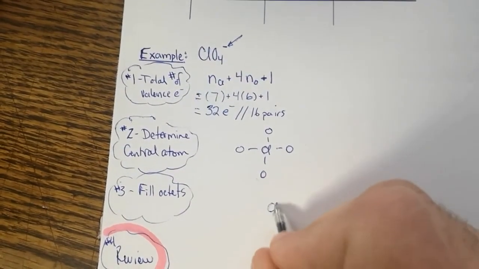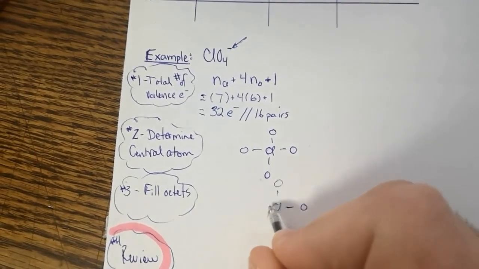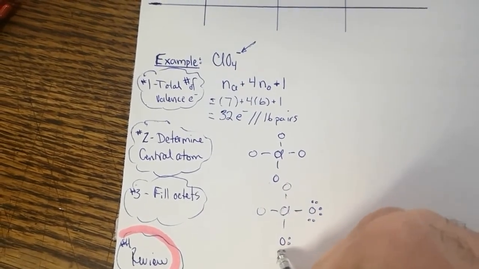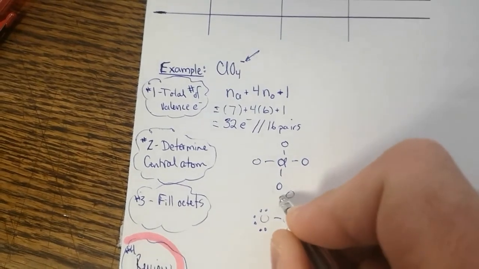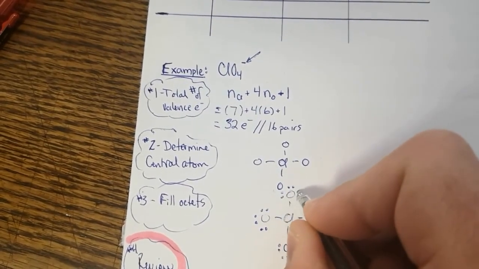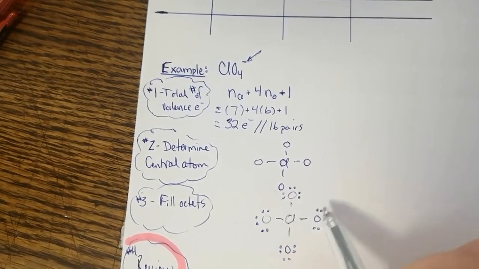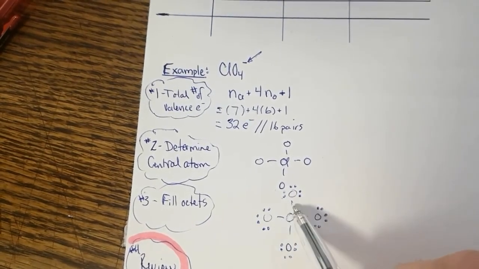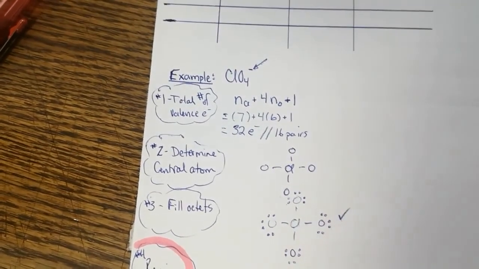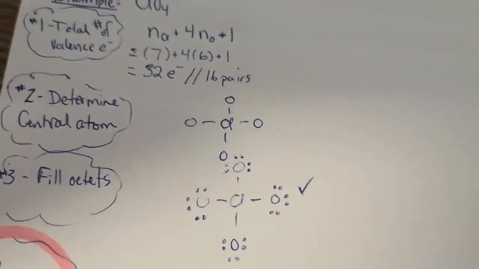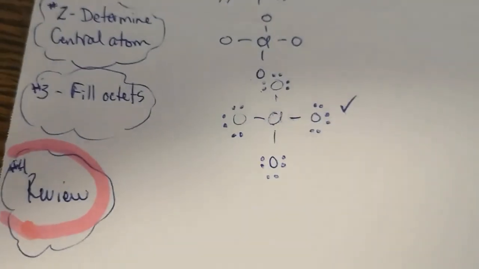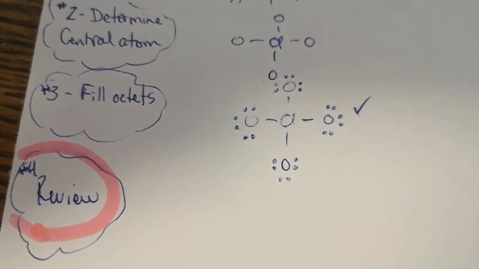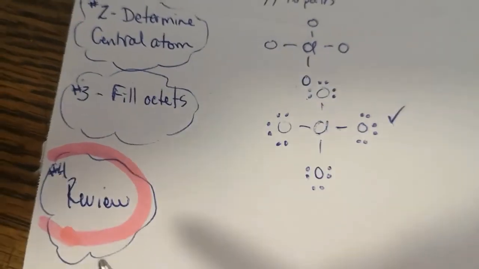Our next step is to fill the octets. Recall that we have 16 pairs of electrons to work with. Let's count them up. 1, 2, 3, 4, 5, 6, 7, 8, 9, 10, 11, 12, 13, 14, 15, 16. Huh, that checks out. Now, this is an example of a Lewis dot diagram that is not quite complete. This is where the review stage comes in handy.